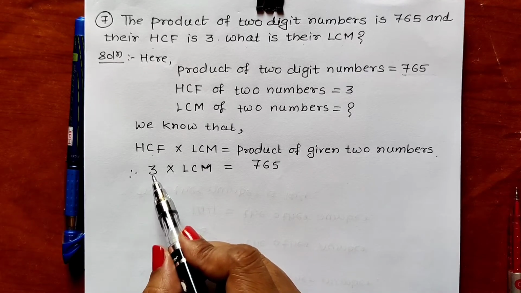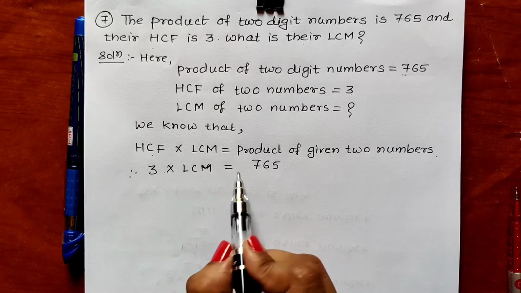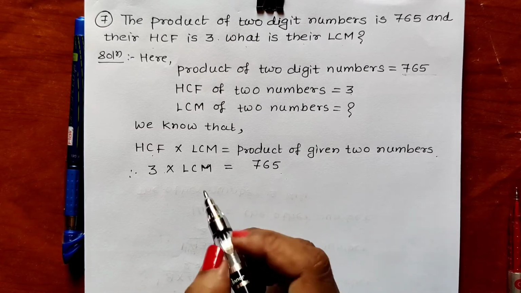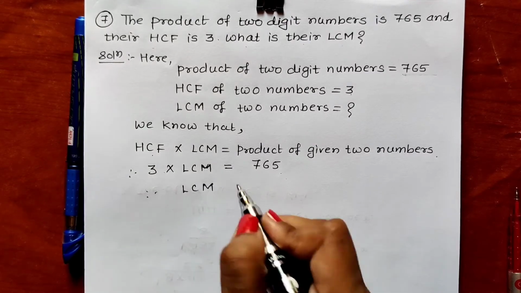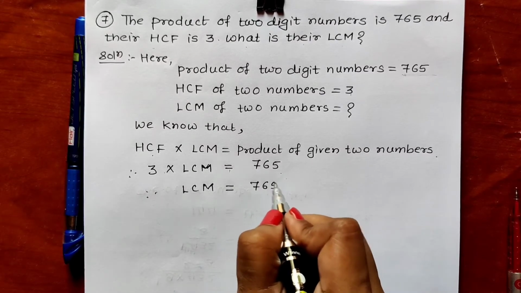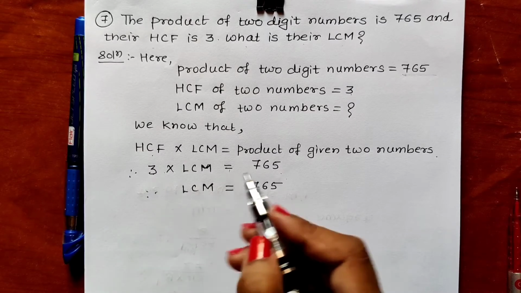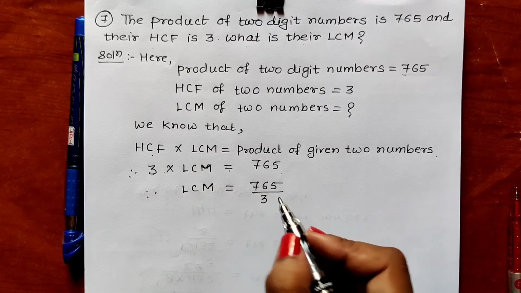Now what should be done? This 3 we can transfer from left hand side to the right hand side. 3 is on the left hand side of the equal to sign and 765 is on the right hand side. So we will be writing LCM as it is on the left hand side, equal to sign, 765 as it is on the right hand side. Only this 3 we have to transfer from left to right. So it will become divide by. So now divide 765 by 3.